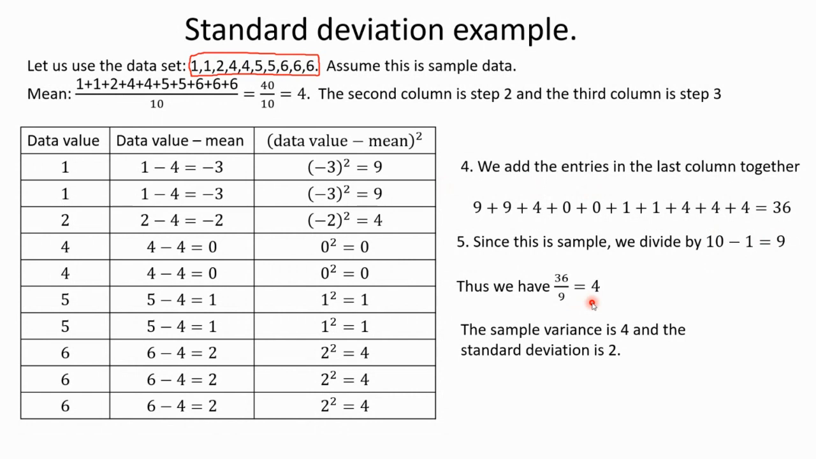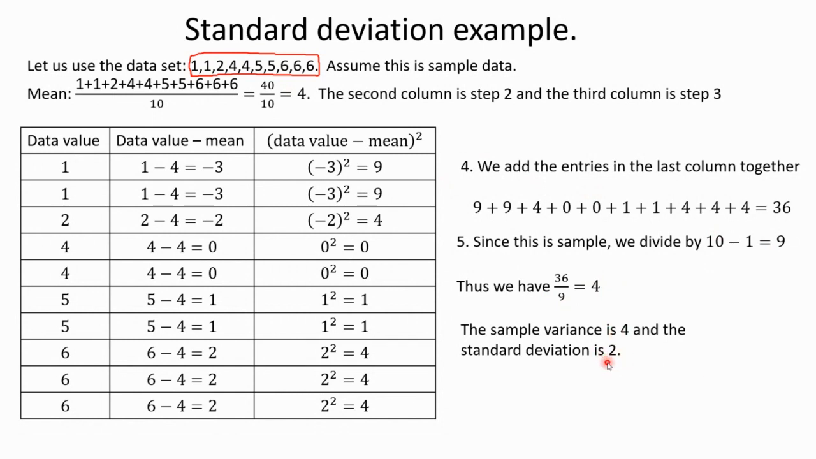And this is what I was saying before. This is the variance. The variance of this data is 4. I don't know what the units for this are, but for now that doesn't matter. The standard deviation is 2, the square root of that. So that's our example of standard deviation.